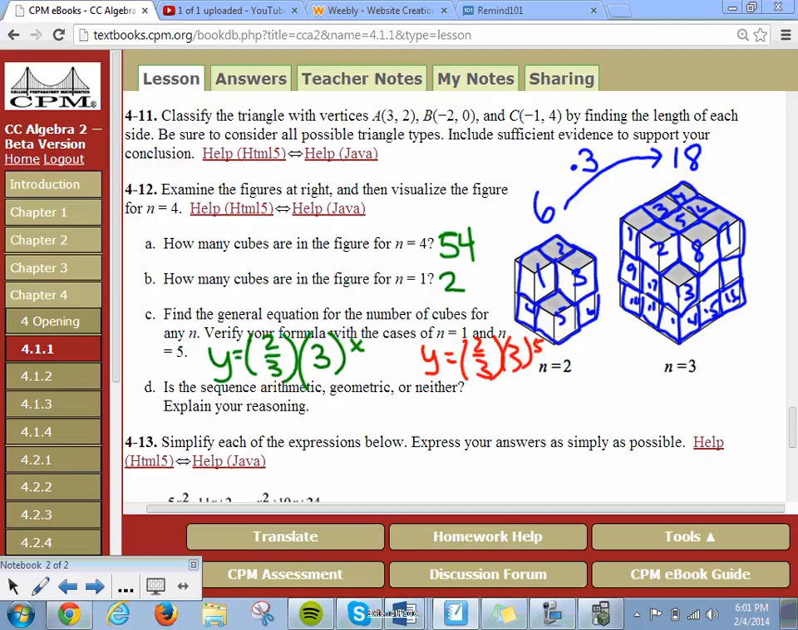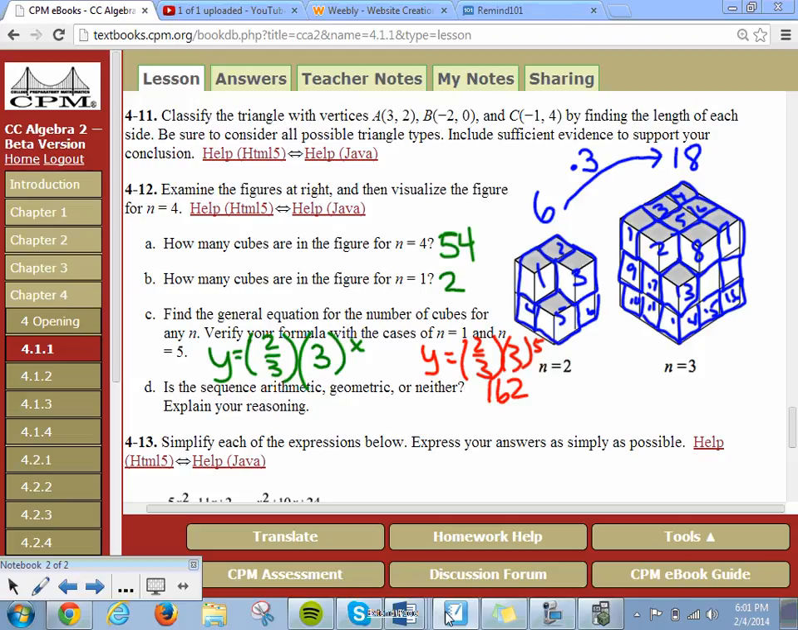So y is equal to 2/3 times 3 to the 5th. 3 to the 5th times 2 divided by 3 is 162. So I believe that in the 5th figure there will be 162 cubes.